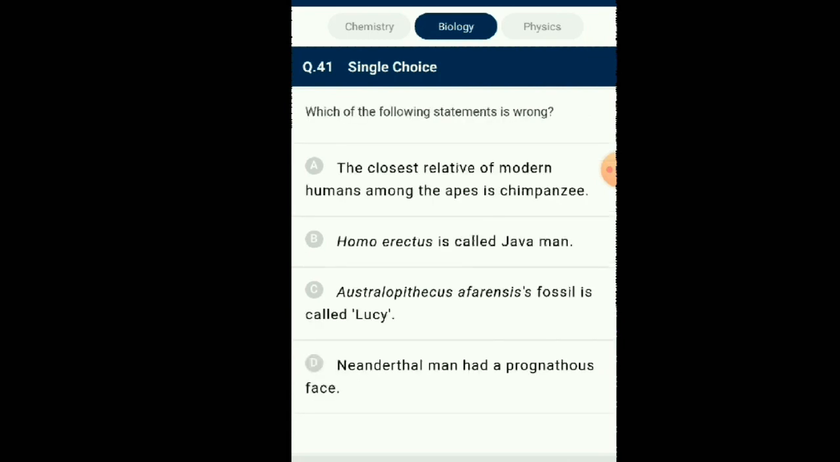Question number 41. Which of the following statements is wrong? Neanderthal man had an orthognathous face. The skull bones were thick. The forehead was low and slanting, and the eyebrow ridges were heavy. The jaw was deep with no chin. Their cranial capacity was 1450 cc. They buried their dead and believed in the presence of a soul. Language center developed. So the answer for this question is option D. Neanderthal man had a prognathous face.